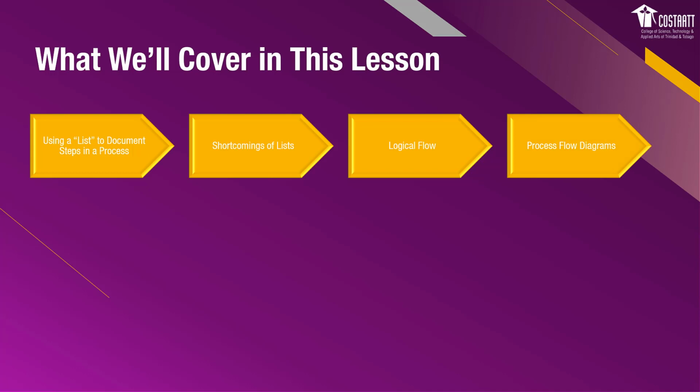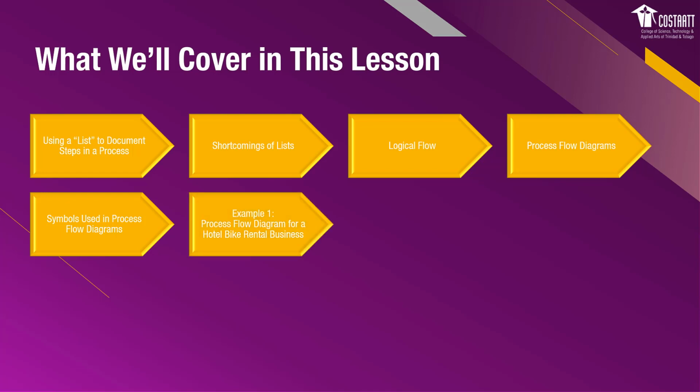Then we're going to look at process flow diagrams. So we're going to see finally what a process flow diagram is and what it looks like. And then we're going to explore how to create a process flow diagram. But of course, we're going to need to learn the symbols of a process flow diagram. Then we're going to look at one example, and this example is taken straight from your textbook.